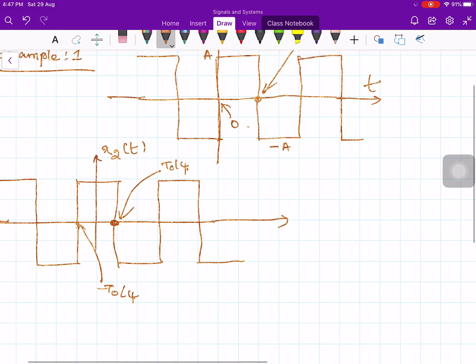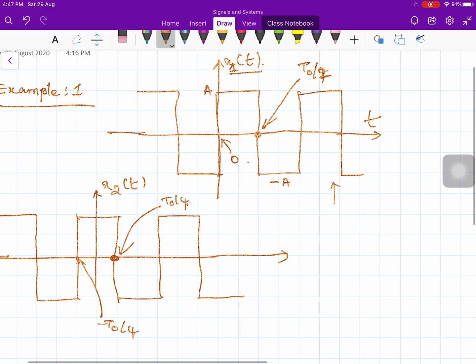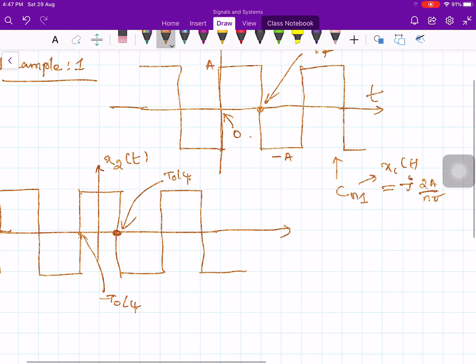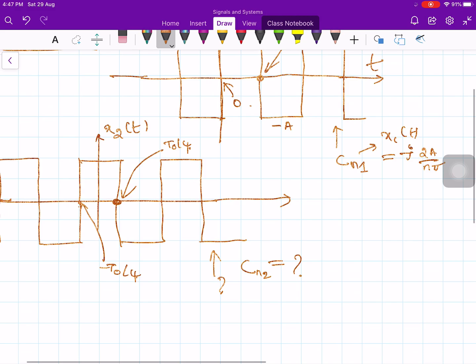Okay, now this waveform we have already worked out. So the Fourier series coefficient in this case is, let me say, Cn1. It indicates that the coefficient of x1 of t is equal to minus j times 2a over n pi. Now the question is, what would be the Fourier coefficient of this waveform? So this waveform is x2 of t, so Cn suffix 2. That's what we want: to relate x1 of t with x2 of t.